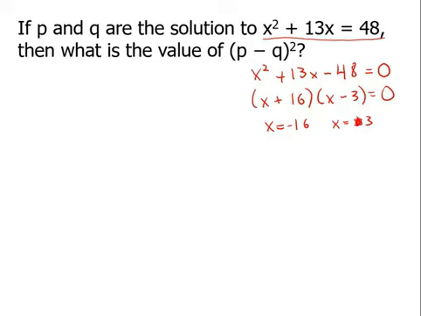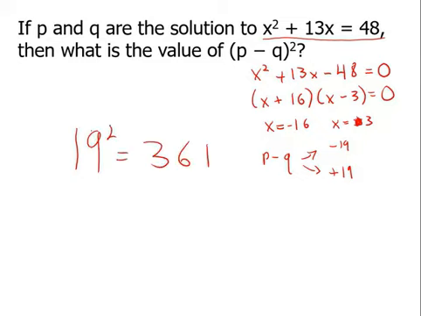Oops, positive 3. We don't know which one of these is p and which one of these is q. And so it might be that we're going to get p minus q. It could be -16 minus 3, which is -19, or it could be 3 minus -16, or 3 plus 16, which is positive 19. So we don't know the value of p minus q. It could be -19 or positive 19, but it doesn't actually matter because we're squaring it. And when we square, everything is positive. So 19 squared, as it turns out, is 361. And 361 is the answer.